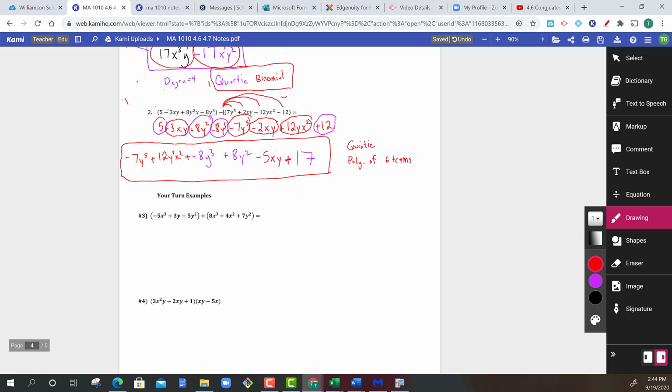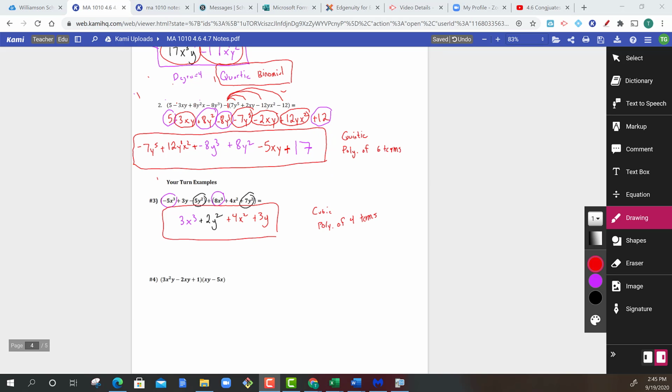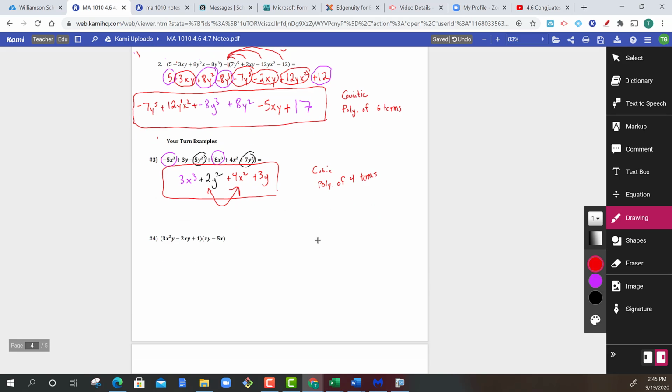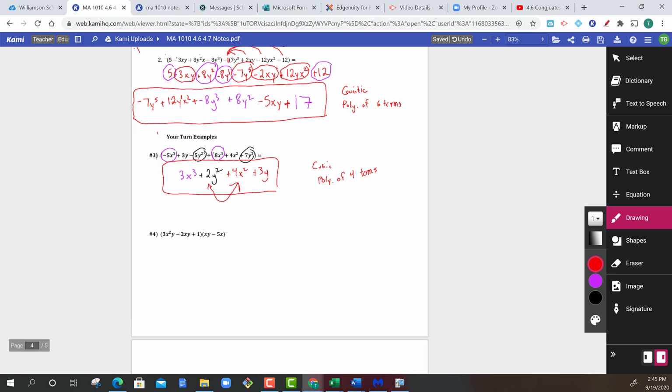All right, here's the answer to number 3. Guys, it doesn't matter the order of the 2y squared and the 4x squared. Since those both have a degree of 2, you could invert that order and that'd be fine. But the x to the third term comes first, and the 3y would have to come last. And then here's the answer to number 4.